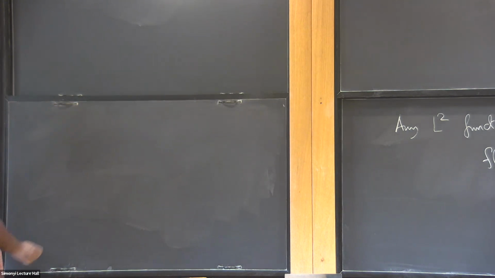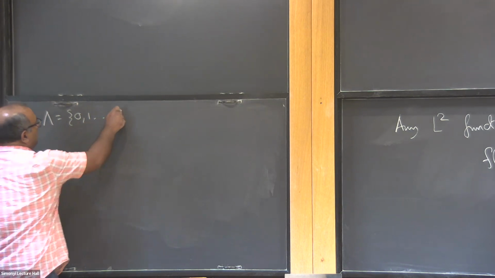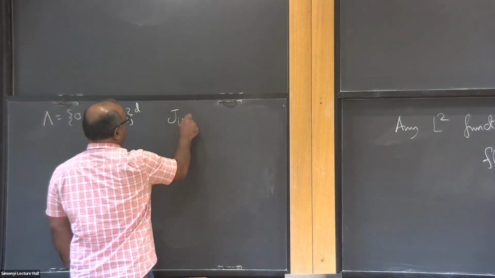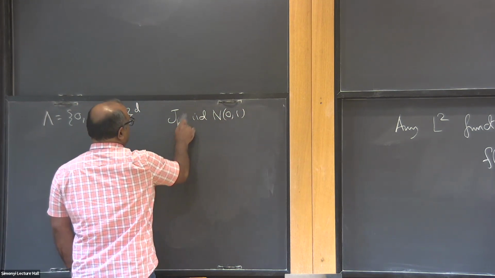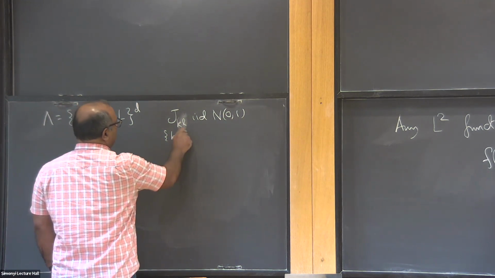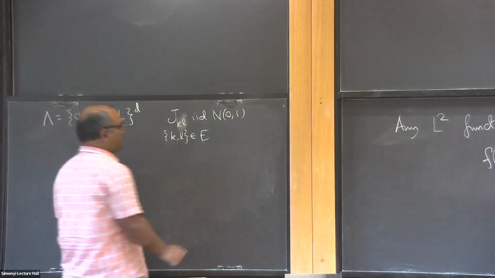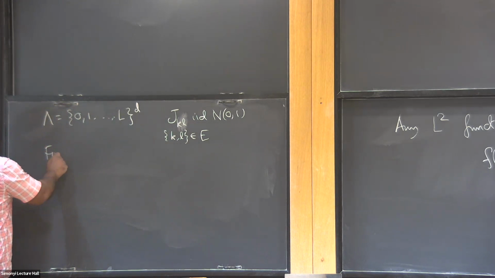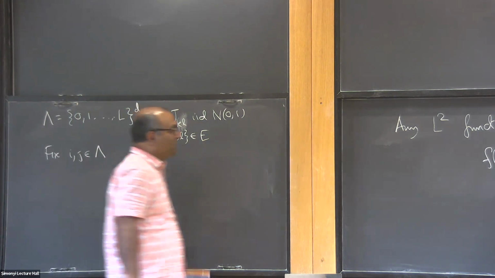Okay, so we have our problem. Lambda is {0, 1, up to L}^D, and we have J_ij i.i.d. normal(0, 1), or let me write J_KL for the time being for a reason, where KL are in E. So this is the set of edges of lambda. And you fix some i and j in lambda.